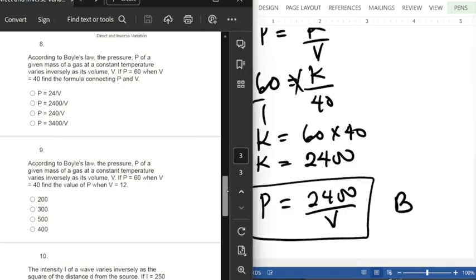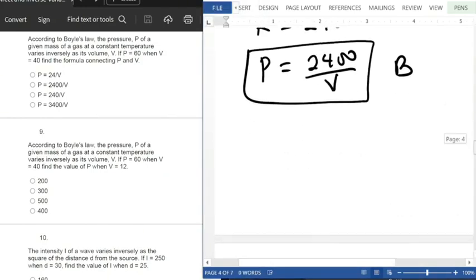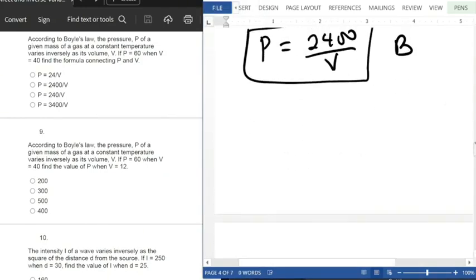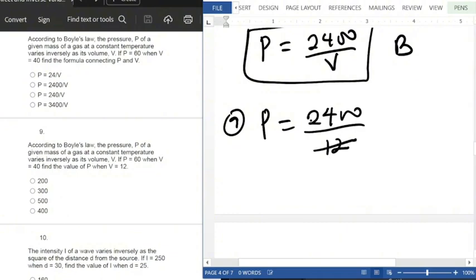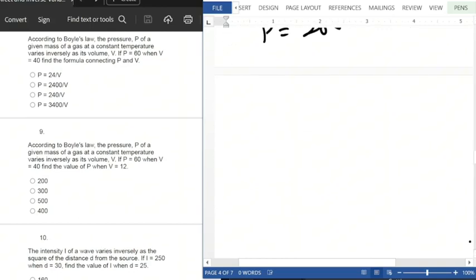Then question number 9, and this is an extension of it. According to the same thing, find the value of P when V is 12. So we're looking for P when V equals 12. That is 2400 divided by 12. 12 here 1, 12 here 2. So that means P equals 200. Then the last question here, question number 10. I hope I'm not too fast.